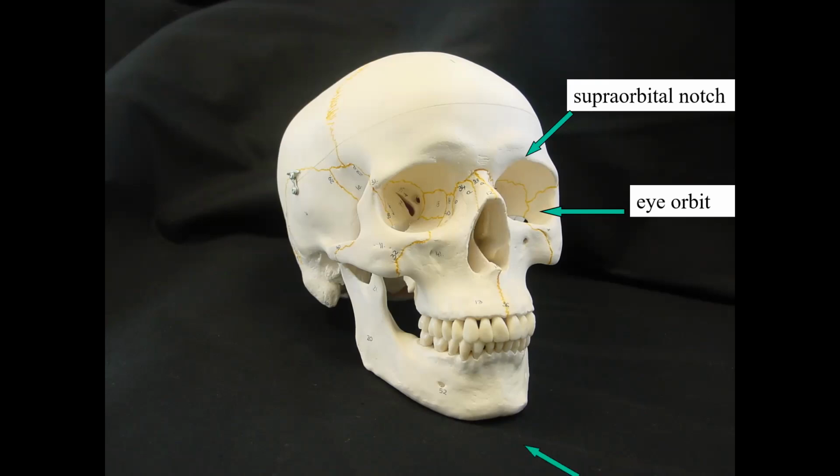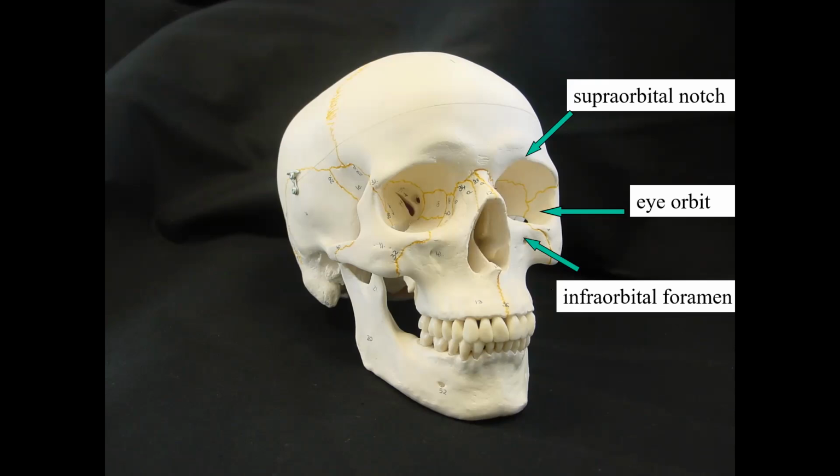In this case, we have the infraorbital foramen. Infra means below the orbit. In this case, it means below. It means below the orbit. Now, foramen is a Latin term that means opening.